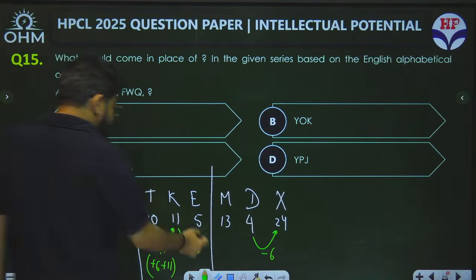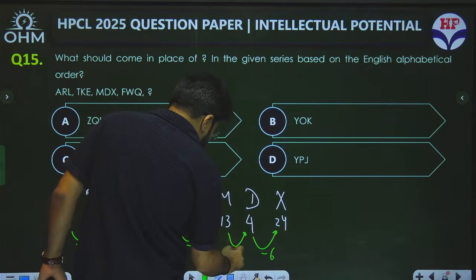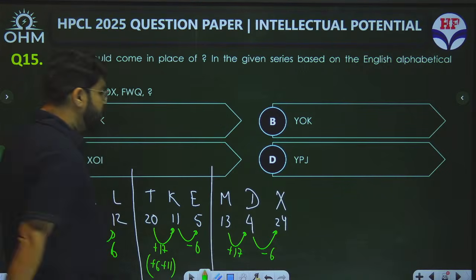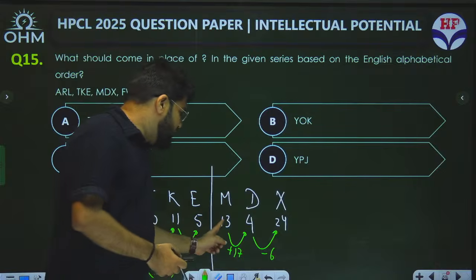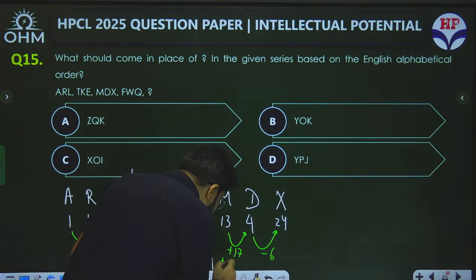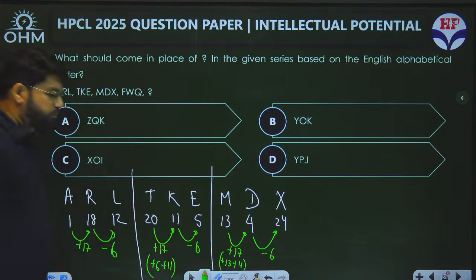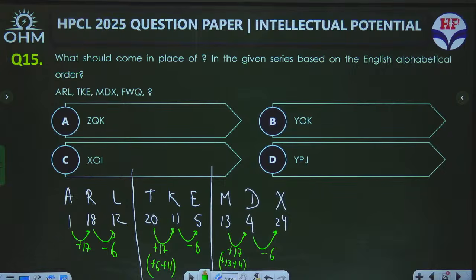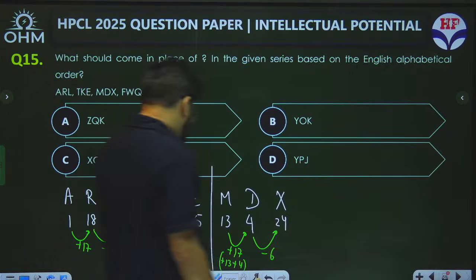Now is this plus 17? Yes, this is plus 17 only. Why? Because plus 17 means after plus 13, Z will come, and after Z it restarts. So the fourth letter, that is D. So this is also okay.